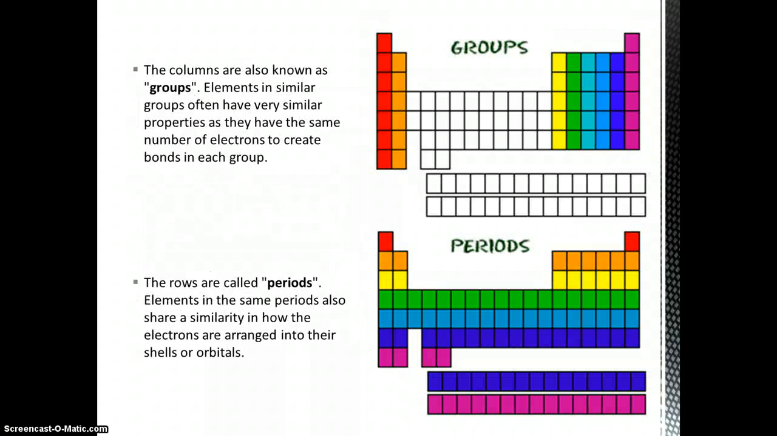Okay, so the groups again are the columns here. So again, alkali metals, alkaline earth metals, anything in the same column here, we consider that a group. And they have very similar properties because they have the same number of electrons. In contrast, you have periods, which are the rows in the periodic table, and they have similar arrangements. The sizes are very similar in this sense.